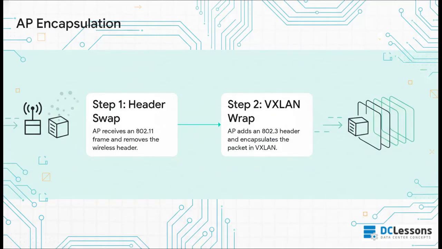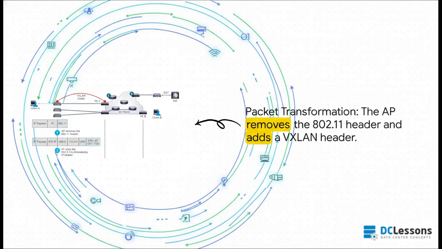So, a packet zips through the air from your laptop to the access point. What happens next? Well, the AP acts like a super-fast mail clerk. First, it tears off the wireless-specific packaging, that 802.11 header. Then it shoves the original packet into a new VXLAN envelope, addresses it, and sends it on its way across the fabric. And here you can see that transformation happening right before your eyes.